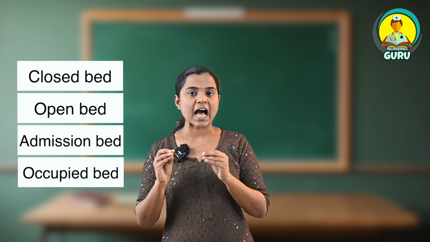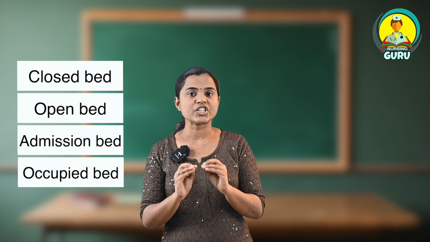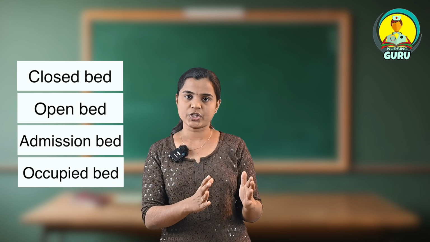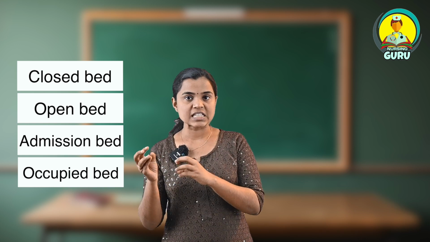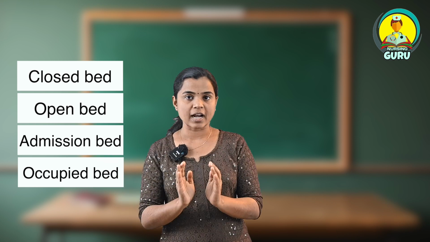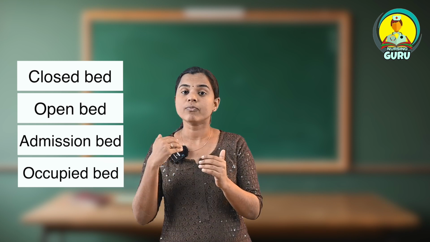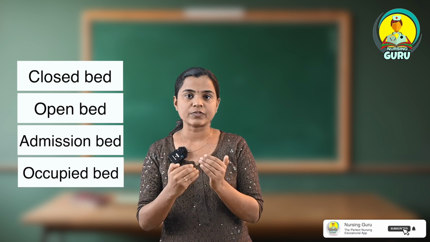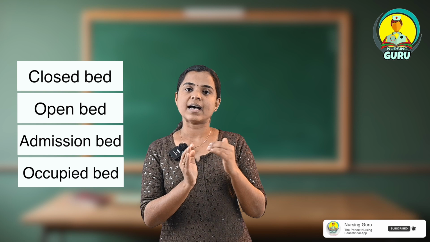Next is the occupied bed. An occupied bed is an available bed where there is a patient physically in the bed, or the bed is being retained for a patient who is receiving treatment or is on leave. This is made for a client who cannot get out of bed, that is, a bedridden patient. The preparation and aftercare of the client will be the same as in an open bed.